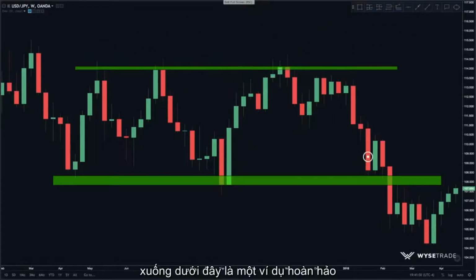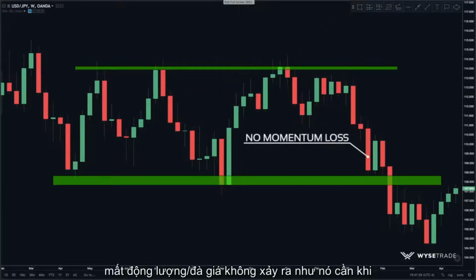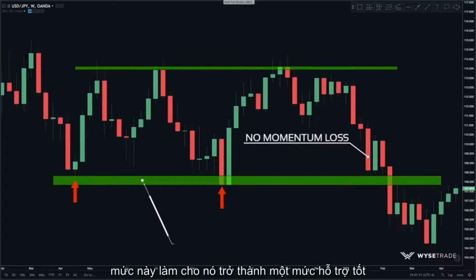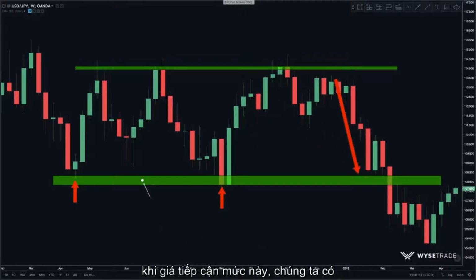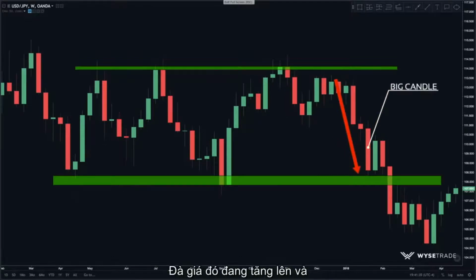Now here's a perfect example of momentum loss not occurring as it approaches this next level of support. So we look left and see two rejections of this level, making it a good level of support. But now, look at what happens when price approaches this level. We have a massive bearish red candle showing that momentum is picking up and that sellers are still in control.